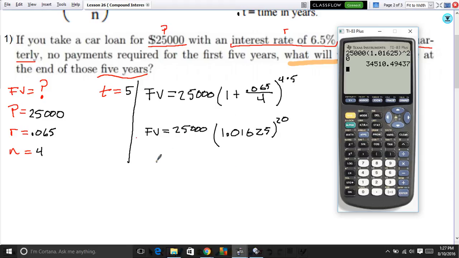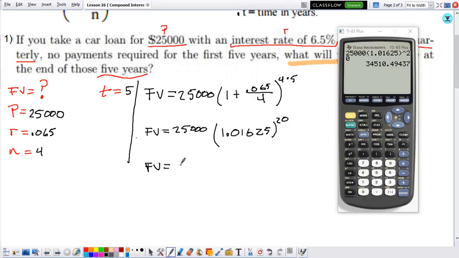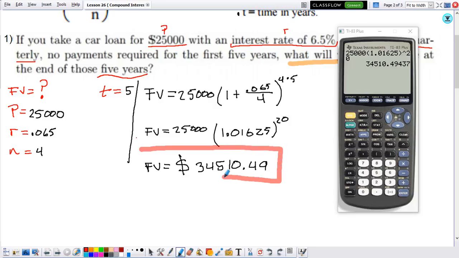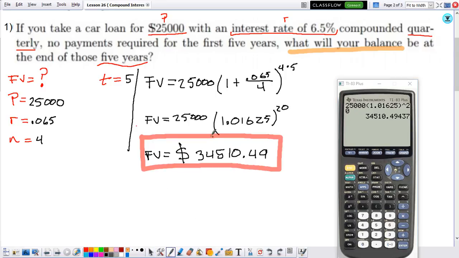So that means that our future value is going to be $34,510.49. Let's just round it to the nearest 100 here. So here's your future value. So what does this mean? It means that you start owing $2,500, and after 5 years, you're going to end up paying $34,510.